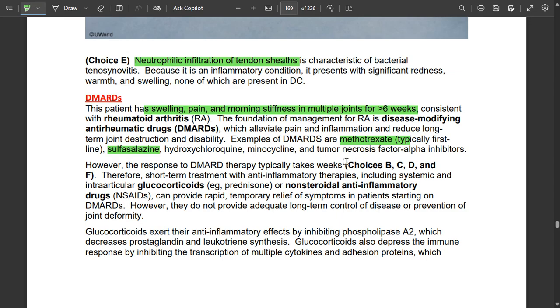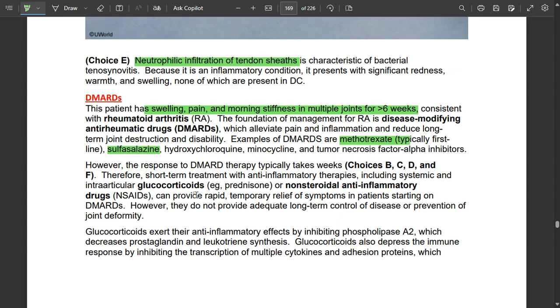However, the response to DMARD therapy usually takes weeks. Therefore, short-term treatment with anti-inflammatory therapies like systemic or intra-articular glucocorticoids or NSAIDs can provide rapid temporary relief of symptoms in patients starting on DMARDs. However, they don't provide adequate long-term control of disease or prevention of joint deformity.